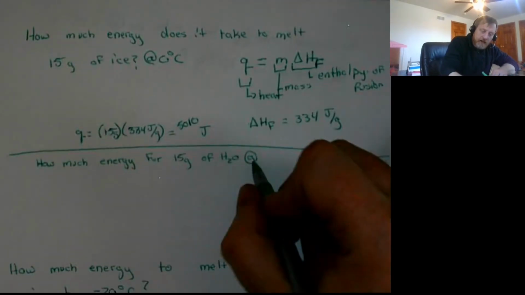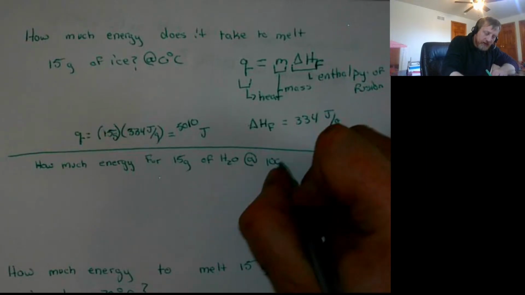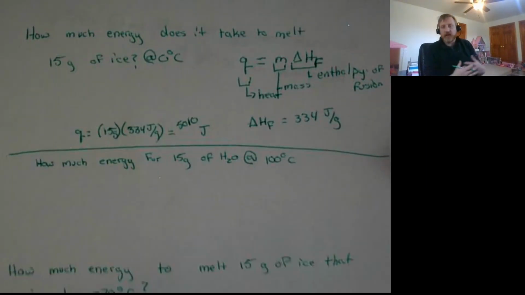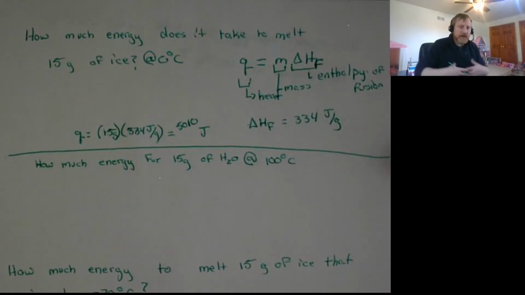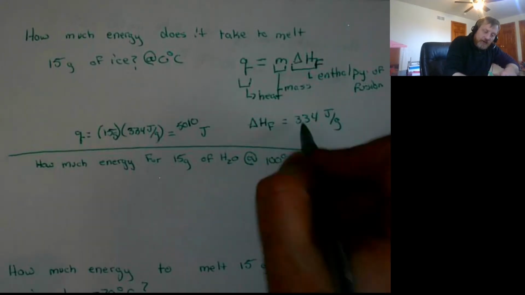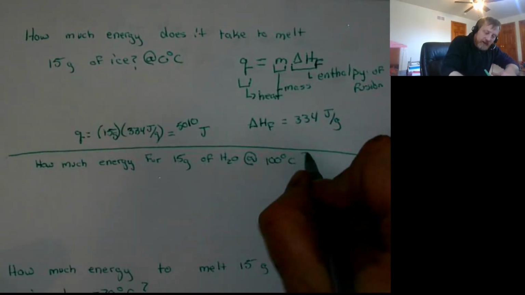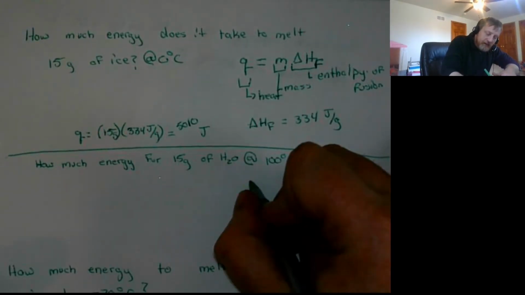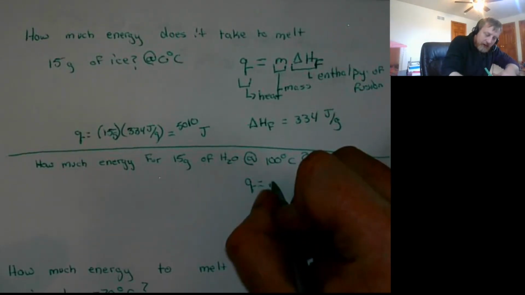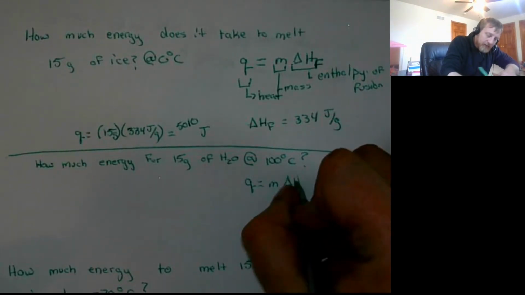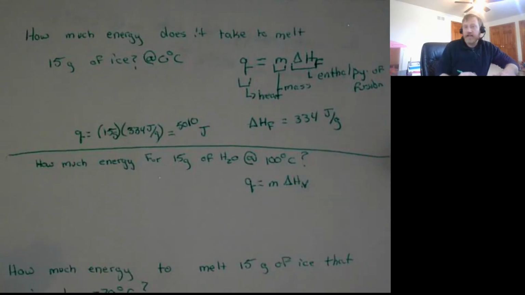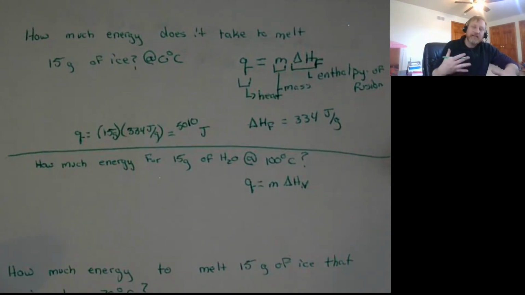And here we have water at 100 degrees. So this water is already as hot as it's going to get as water. It's ready to vaporize. How much energy does it take to vaporize this water? Okay, so this is going to be the same sort of problem as we just did, except now instead of Q equals M delta H sub F, we'll say delta H sub V, the heat of vaporization.